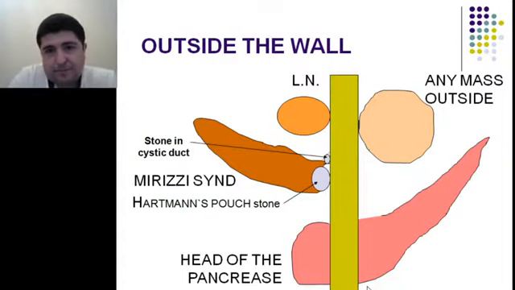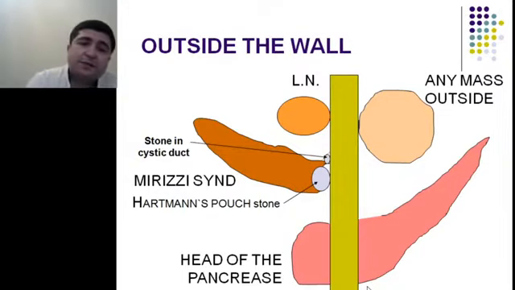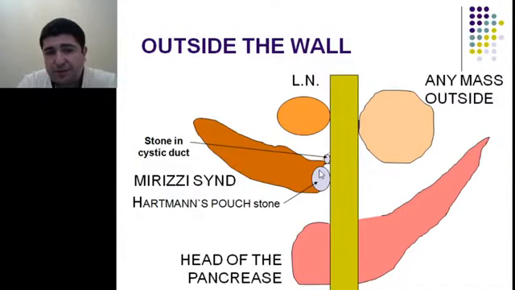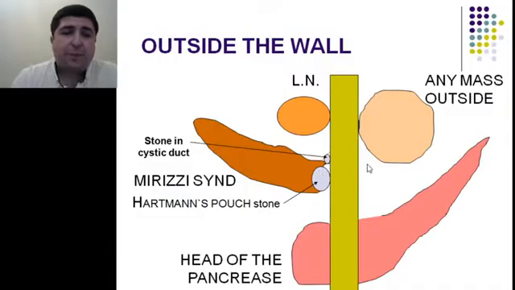Outside the wall causes. It can be any masses from outside. It can be stones in the cystic duct. Yes, it's also interesting. This is called Mirizzi syndrome, which is localized in Hartmann's pouch, and I will tell you about it now. And compression by the head of the pancreas.